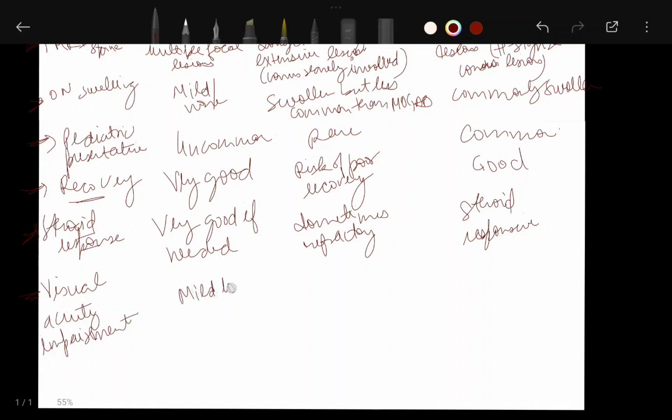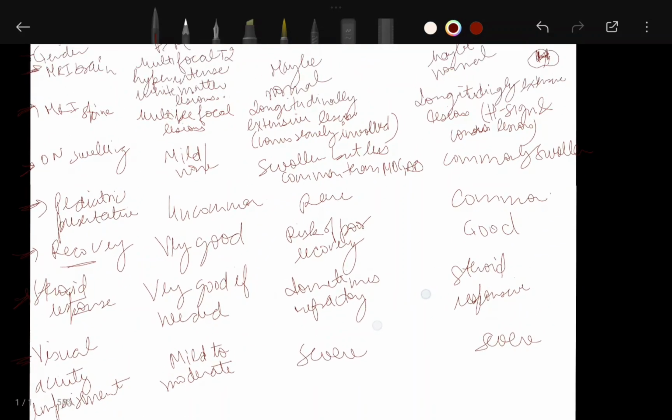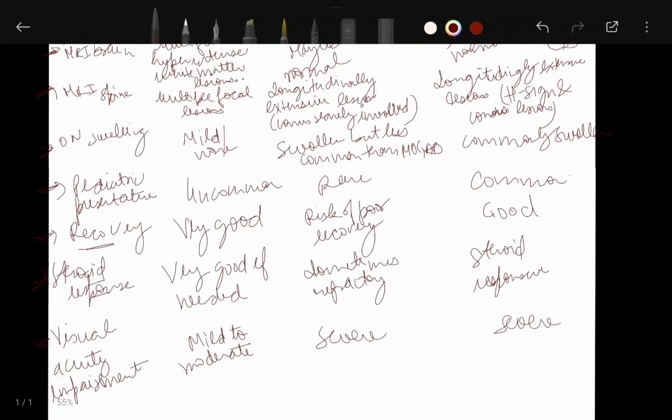It is mild to moderate in case of multiple sclerosis, severe in NMOSD, and again severe in MOGD. Okay, I think till now that's all.